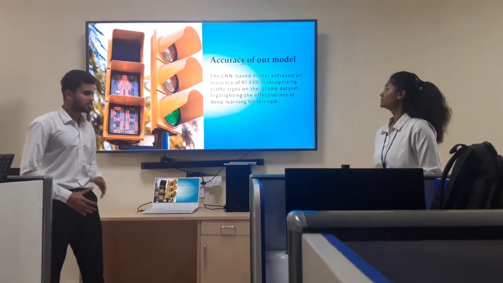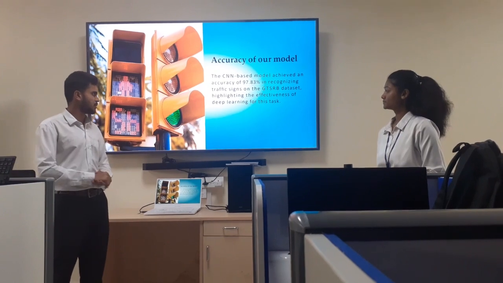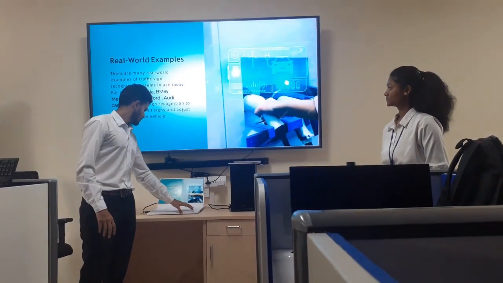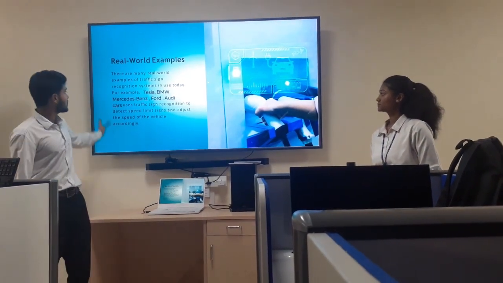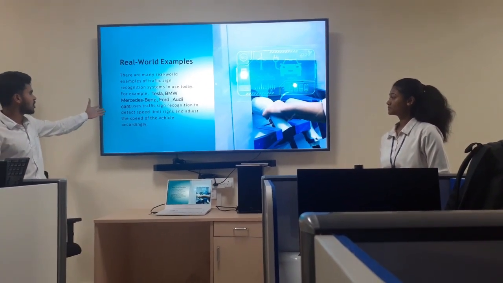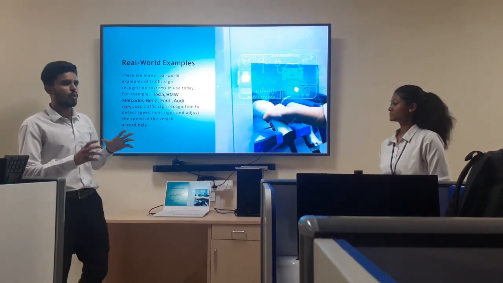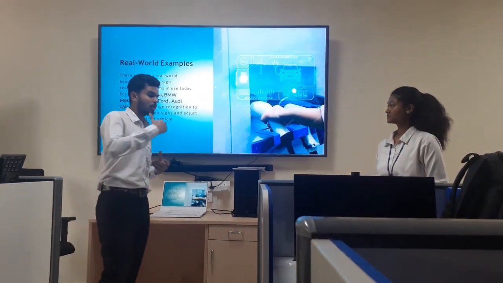Accuracy of model. The model which we have trained is giving an accuracy of 97.83% for the German dataset. Real world examples: as I showed earlier, there are many real world examples of traffic sign recognition. Tesla, BMW, Mercedes-Benz, Ford, Audi. These cars are presently using this technology, so you can ask me how they are going to test this.